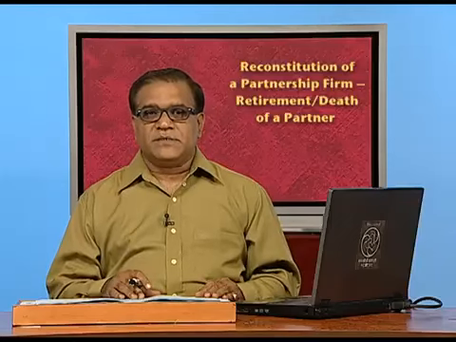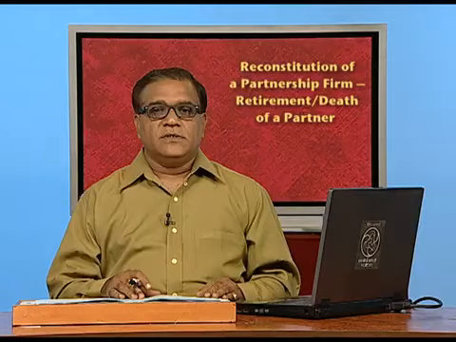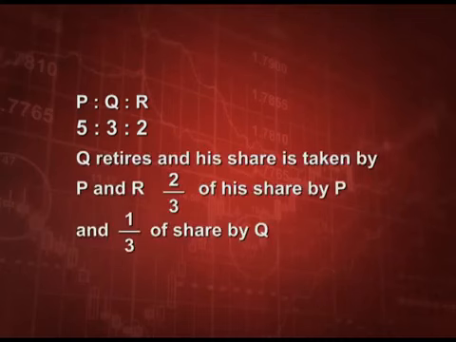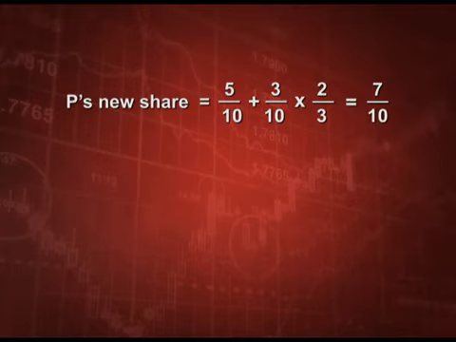Let us understand this concept again with one more question. Let us assume there are 3 partners P, Q, R with the ratio 5:3:2. Q retires and his share is taken by P and R, 2/3rd of his share by P and 1/3 of his share by R. Please understand, P's new share becomes the old ratio plus whatever he has gained, that is 3/10 into 2/3. This makes it 7/10.